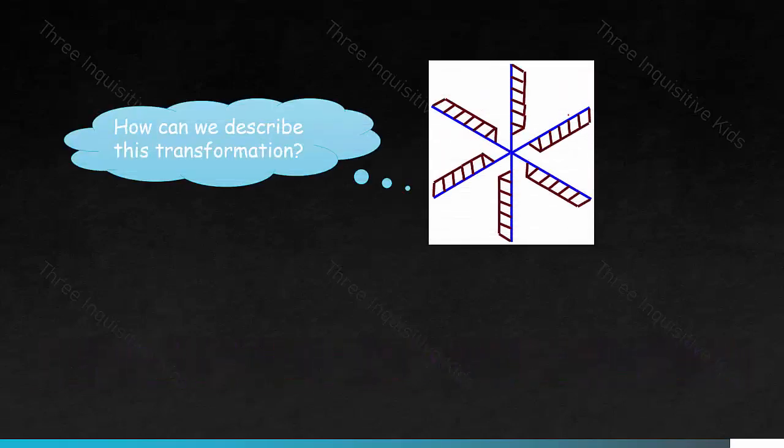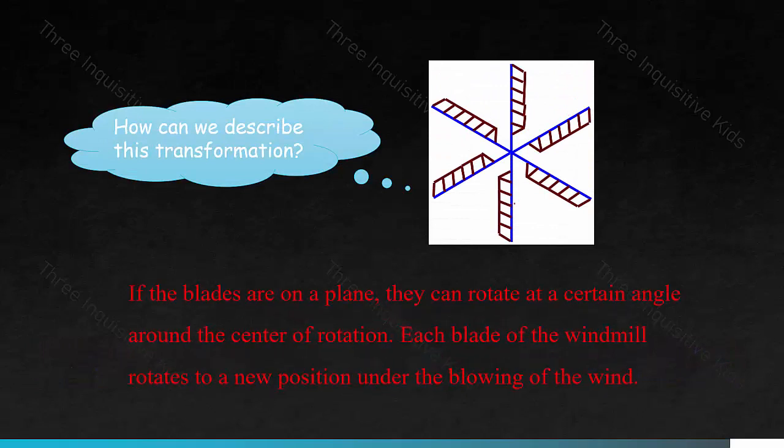How can we describe this transformation? So we can think of these as blades. Blades are on a plane and they rotate at a certain angle around the center of rotation. This is the center of rotation. Each blade of the windmill rotates to a new position under the blowing of the wind.